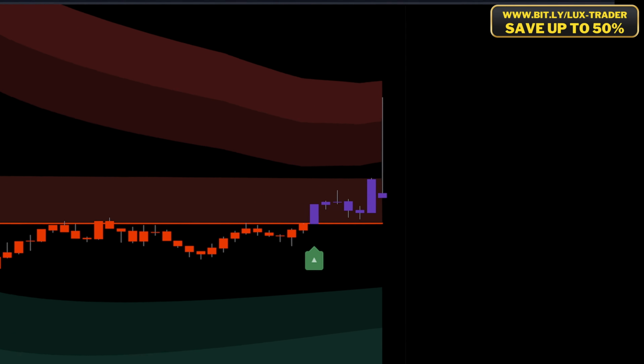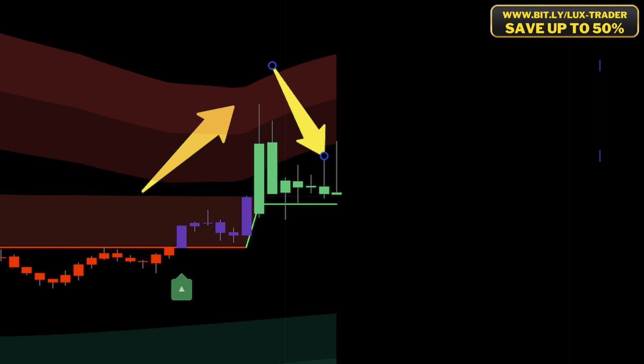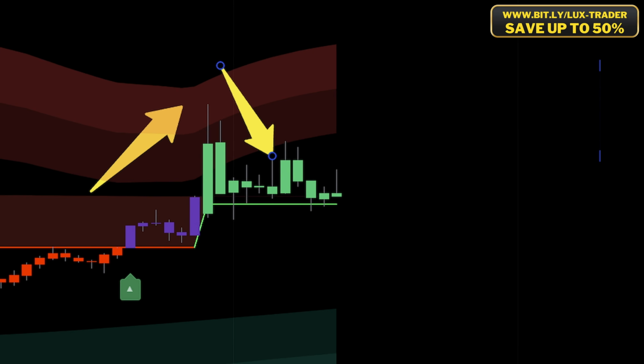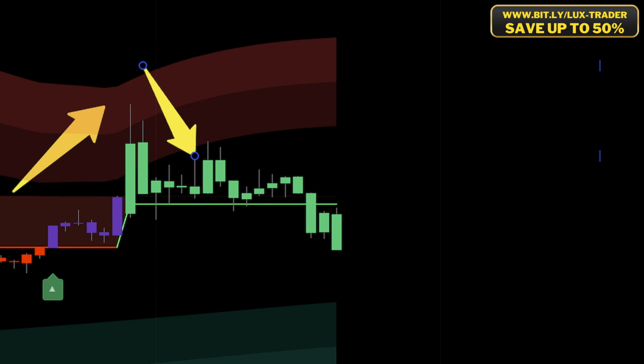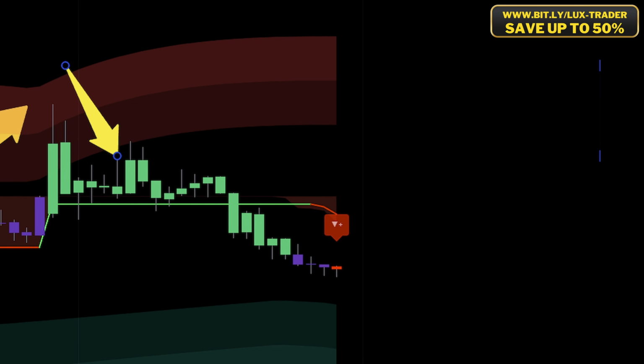Moving on, let me show you how you want to enter a sell trade. First, ensure the price action enters and completely exits the red reversal zone. This step shows the market is preparing for a potential bearish reversal. Second, wait for a sell or strong sell signal. This confirms the downward momentum. Third, check that the trend catcher line is red. This indicates the trend is in your favor.